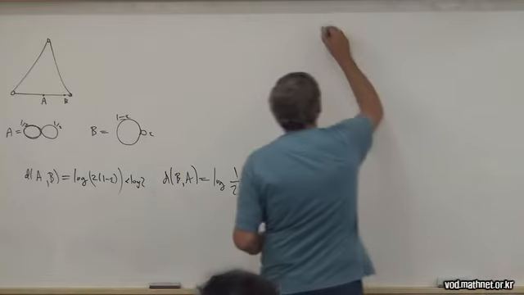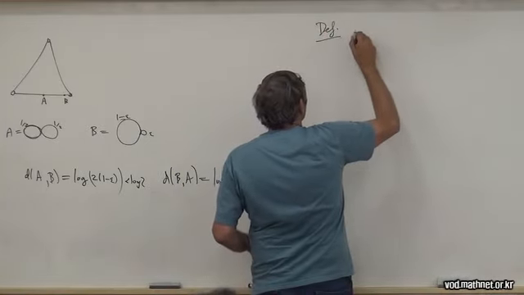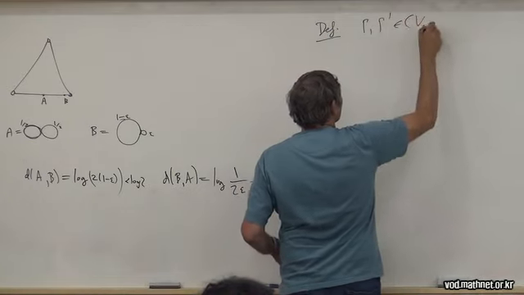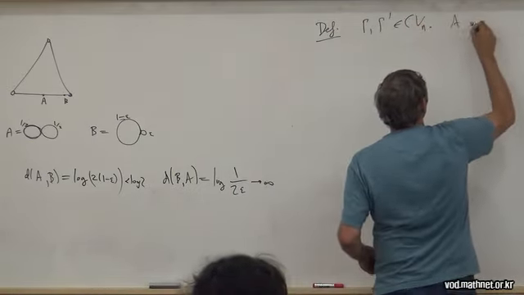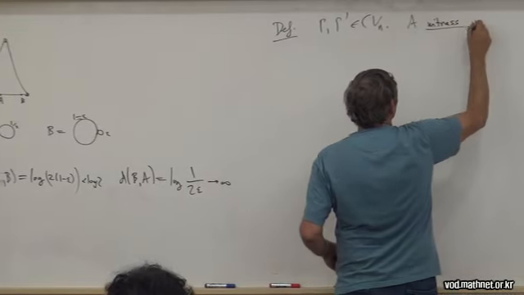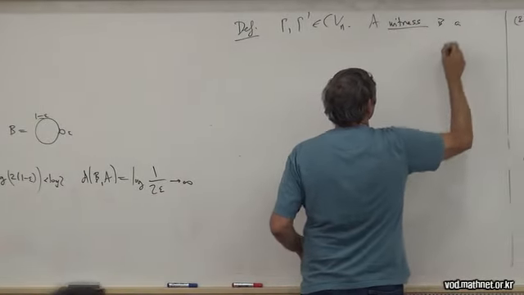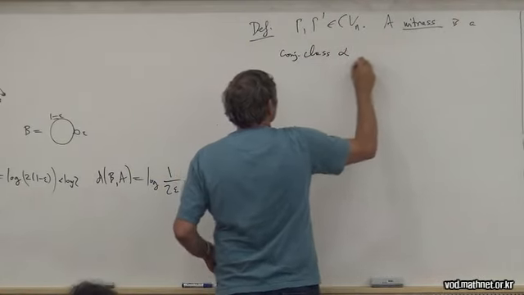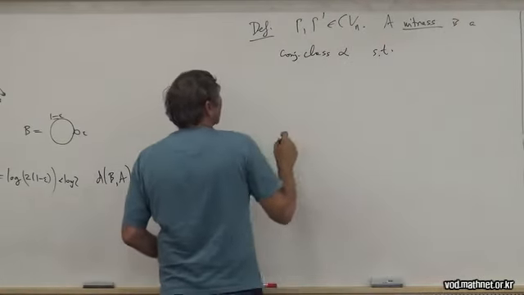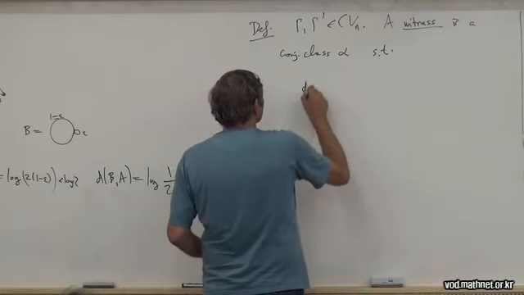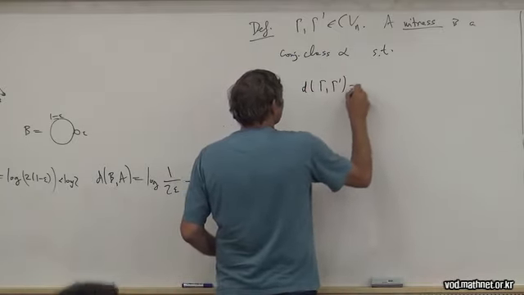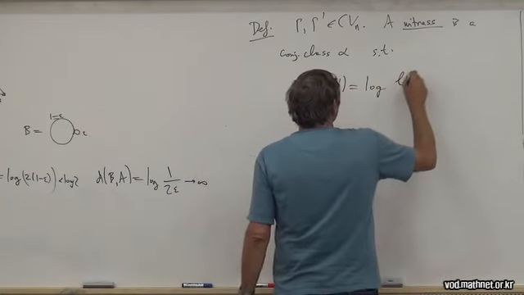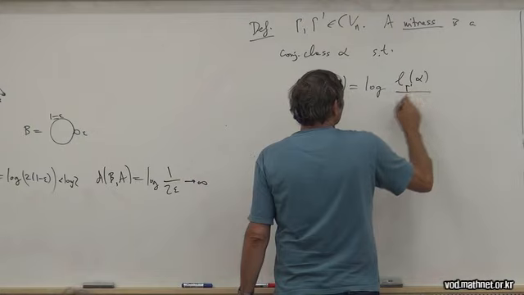Okay, so definition. Let's say gamma and gamma prime are in CV_N. Then a witness is a conjugacy class alpha such that the distance between gamma and gamma prime is equal to log of the length of alpha in gamma prime divided by the length of alpha in gamma.